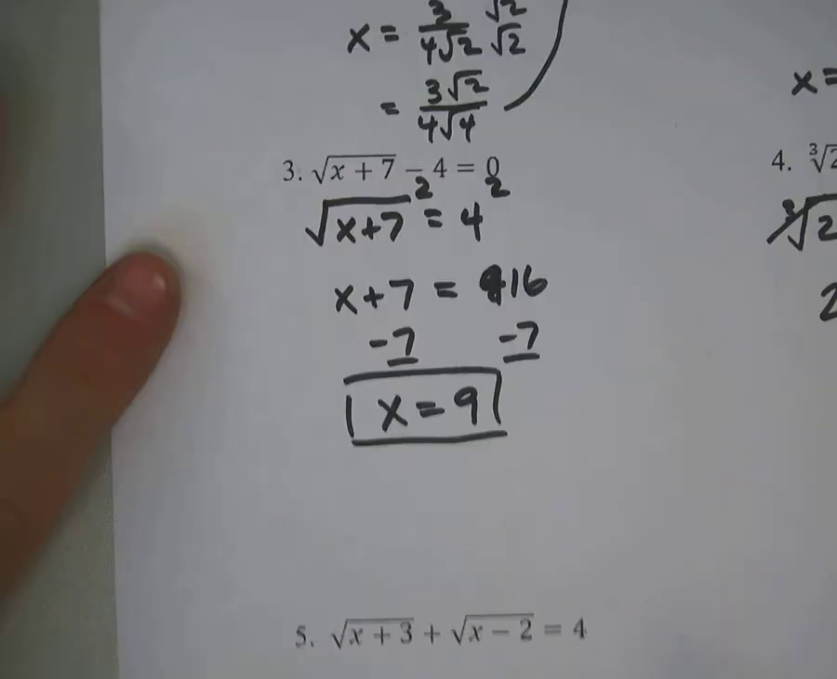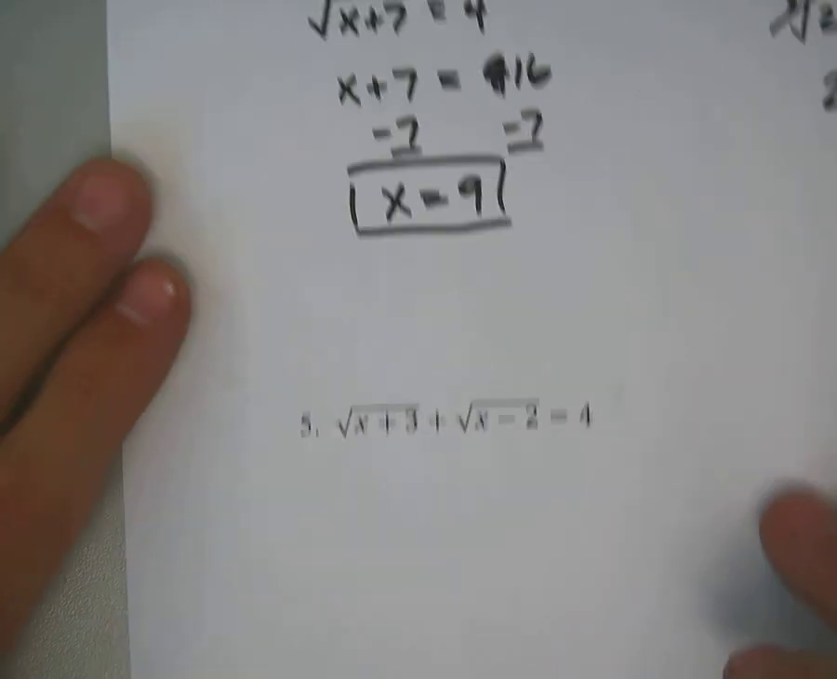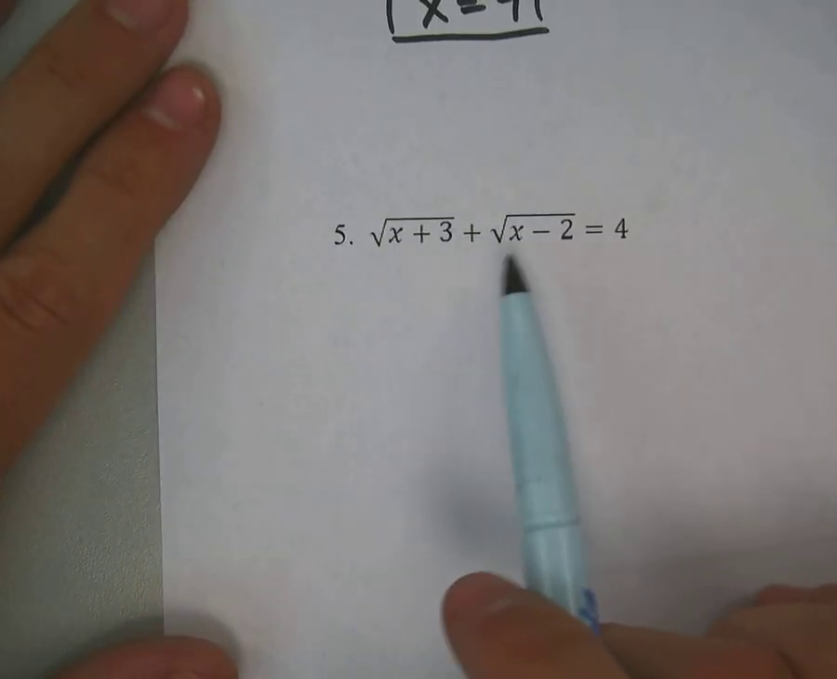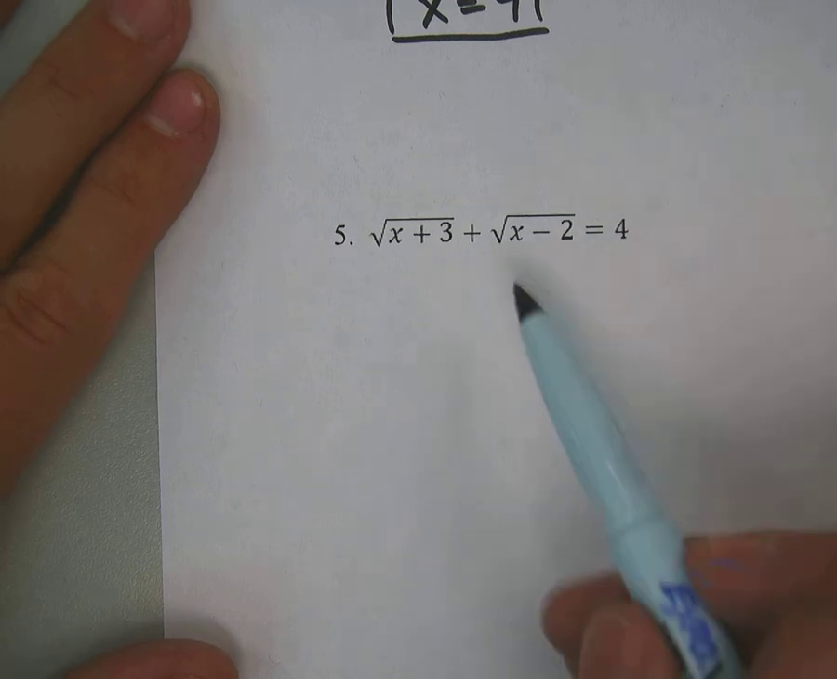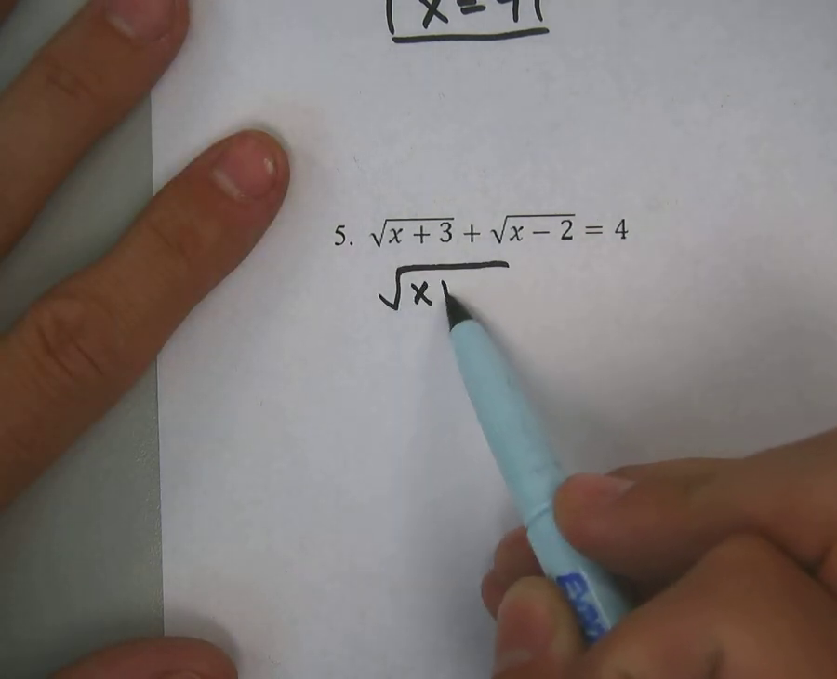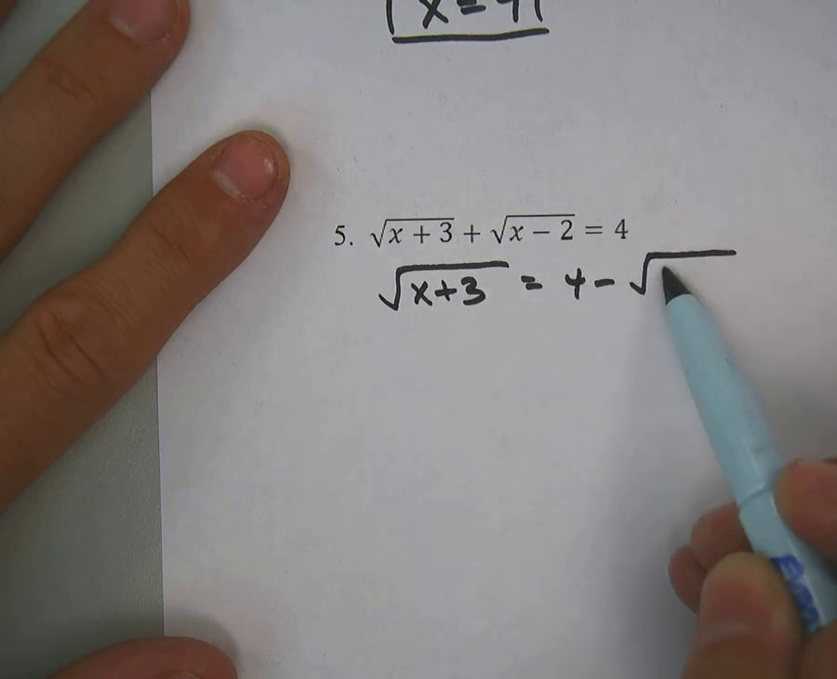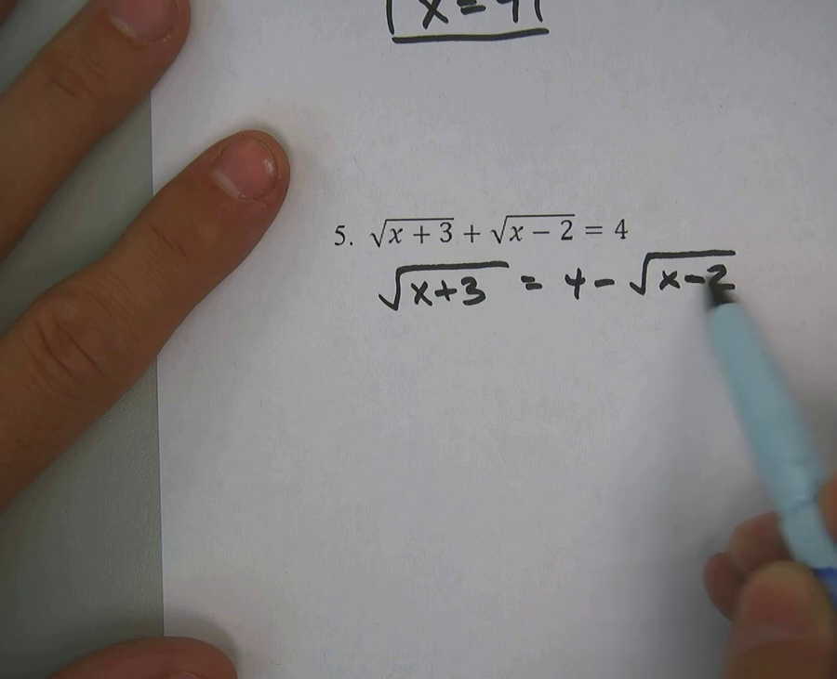So you notice here that when we were doing these up here, we isolated the radical. Well, we're going to kind of do the same thing, except we're going to isolate one on one side and one on the other. So I'm going to subtract this over to the other side. So I'll get the square root of x plus 3 equals 4 minus the square root of x minus 2.